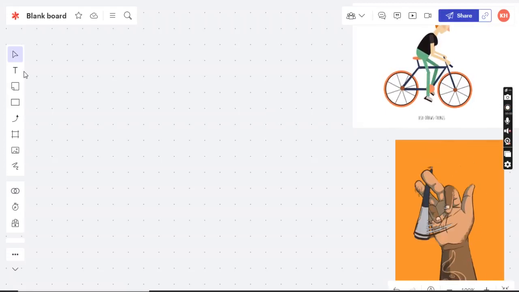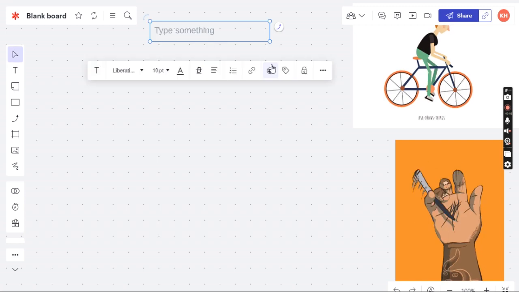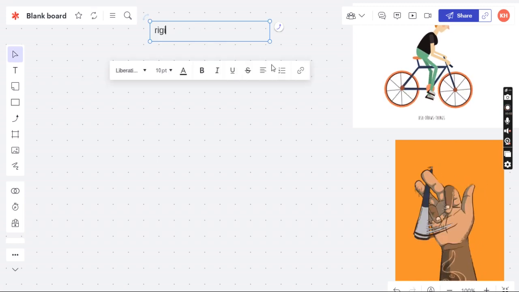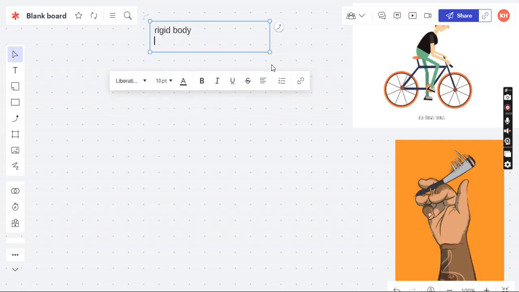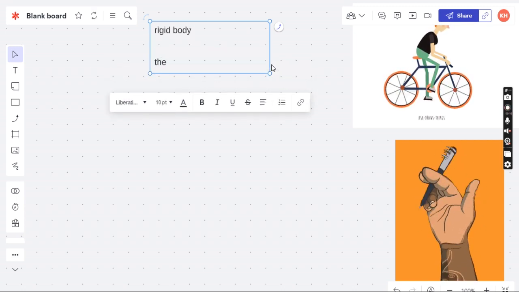So today I would like to discuss a very important concept here. The first is rigid body. What is a rigid body? Let's discuss first what a rigid body is. So let's write a definition here.